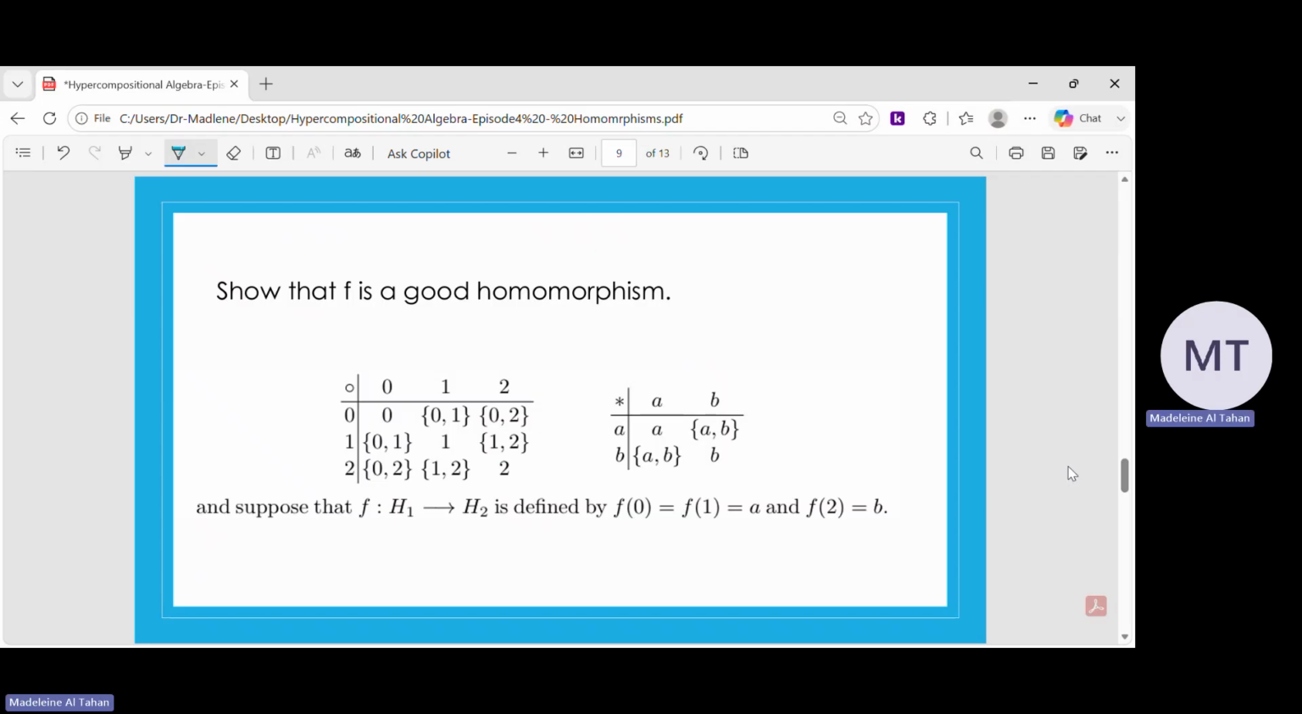Here is another example to show that this function is a good homomorphism. I will keep it for you to practice. Take all the cases that we have in the left-hand side. So here we have H1 circ, and here we have H2 star. And if you look at this one, this is the biset hypergroup that we discussed earlier. So I will keep this one for you to test your understanding on it.